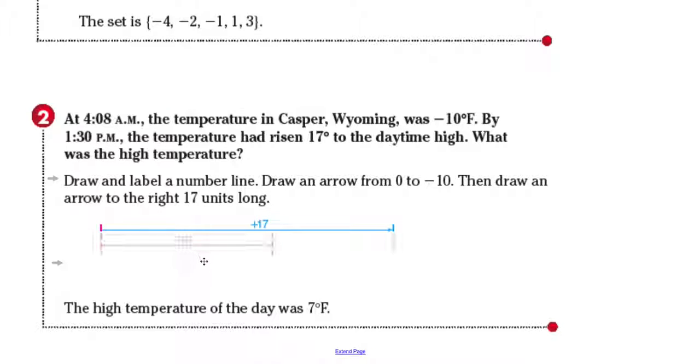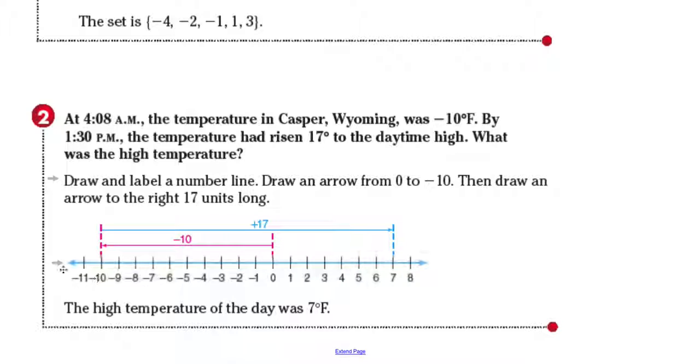There you go. That's our number line right here. So we start from 0 to -10, and then from -10 we go up 17. Okay, the high temperature of the day was 7 degrees Fahrenheit.